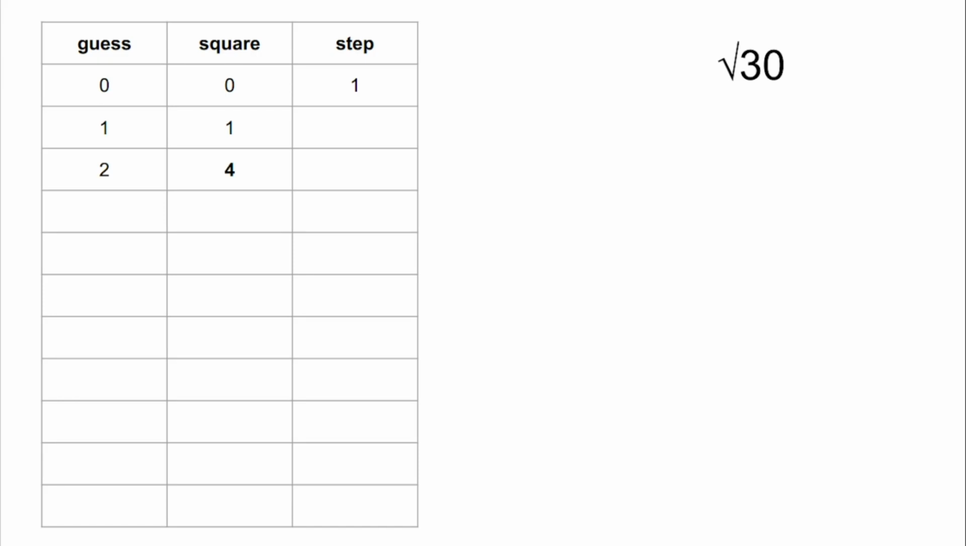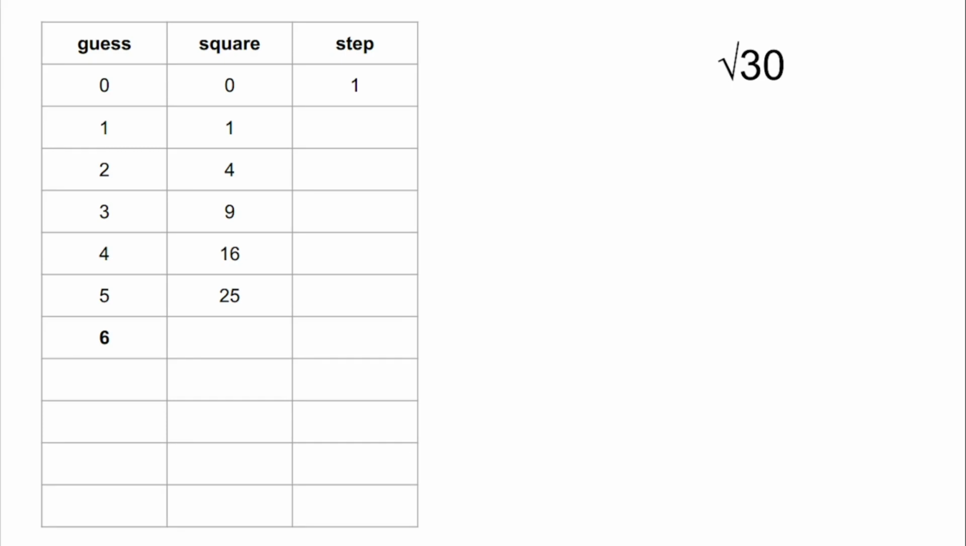The square of 2 is 4, and 4 is also less than 30. So again, we'll add the value of step to guess. So the new value of guess will be 3. 3 into 3 is 9. 9 is still less than 30. We'll again increase the guess by 1, so the new value is 4. 4 into 4 is 16. 16 is still less than 30, so again we'll increase the guess. New guess is 5. 5 into 5, 25, and 25 is also less than 30, so we again increase the guess, and this time the value of guess is 6.